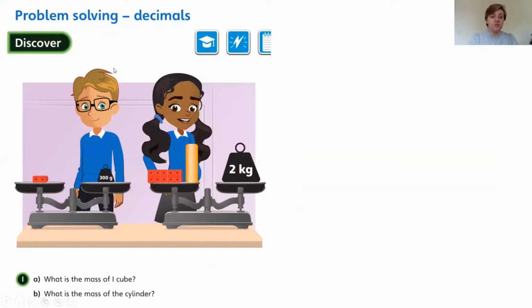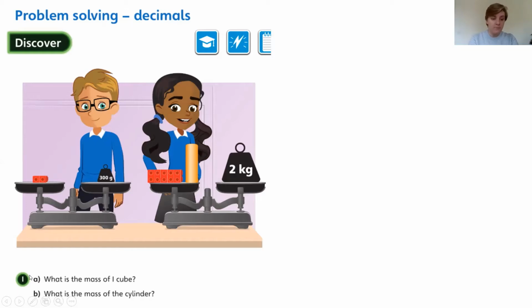Now, we've got two children here, and they are weighing some cubes. So this boy is weighing 2 cubes here, and they come up at 300 grams. And this girl is weighing 1, 2, 3, 4, 5, 6, 7, 8, 9, 10 cubes, and a cylinder, and they come up as the same as 2 kilograms.